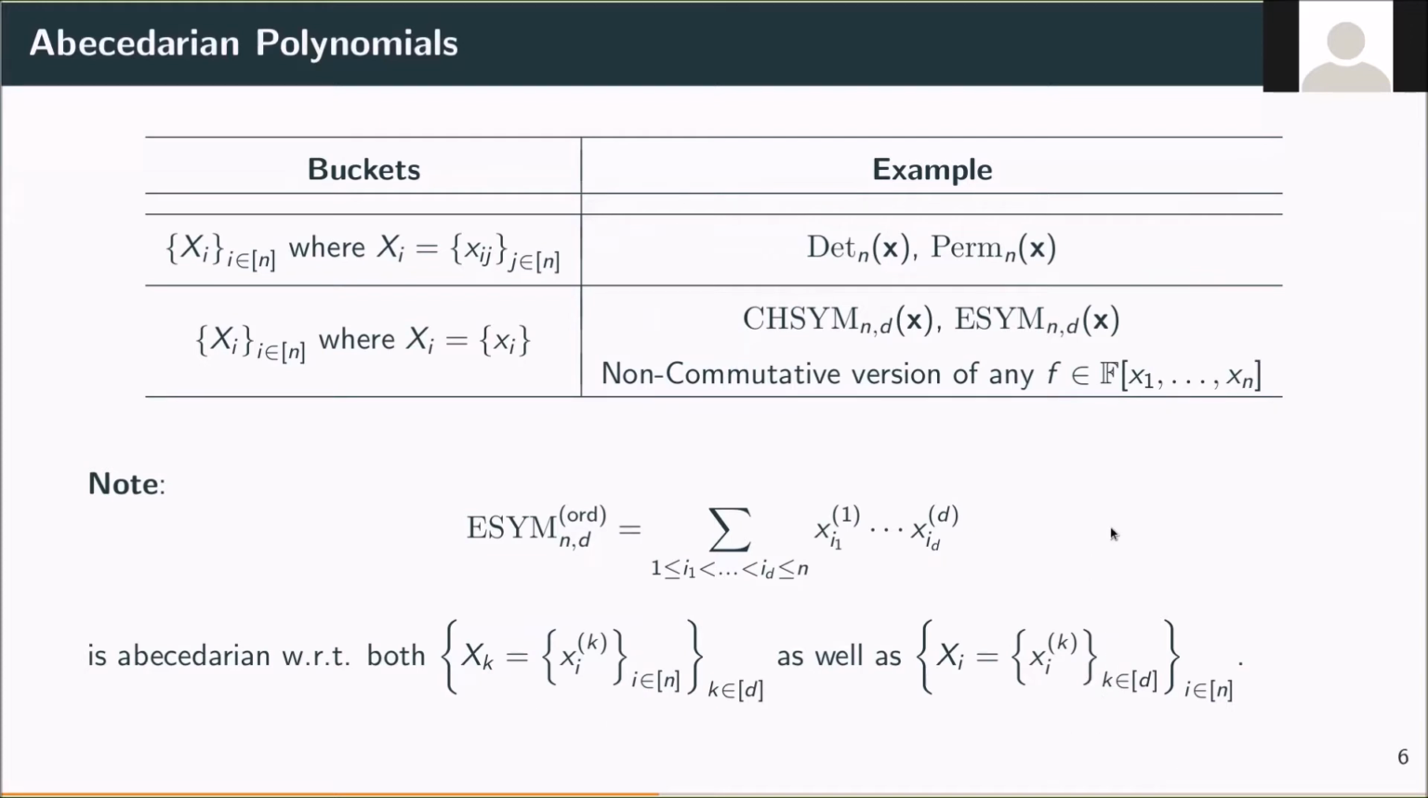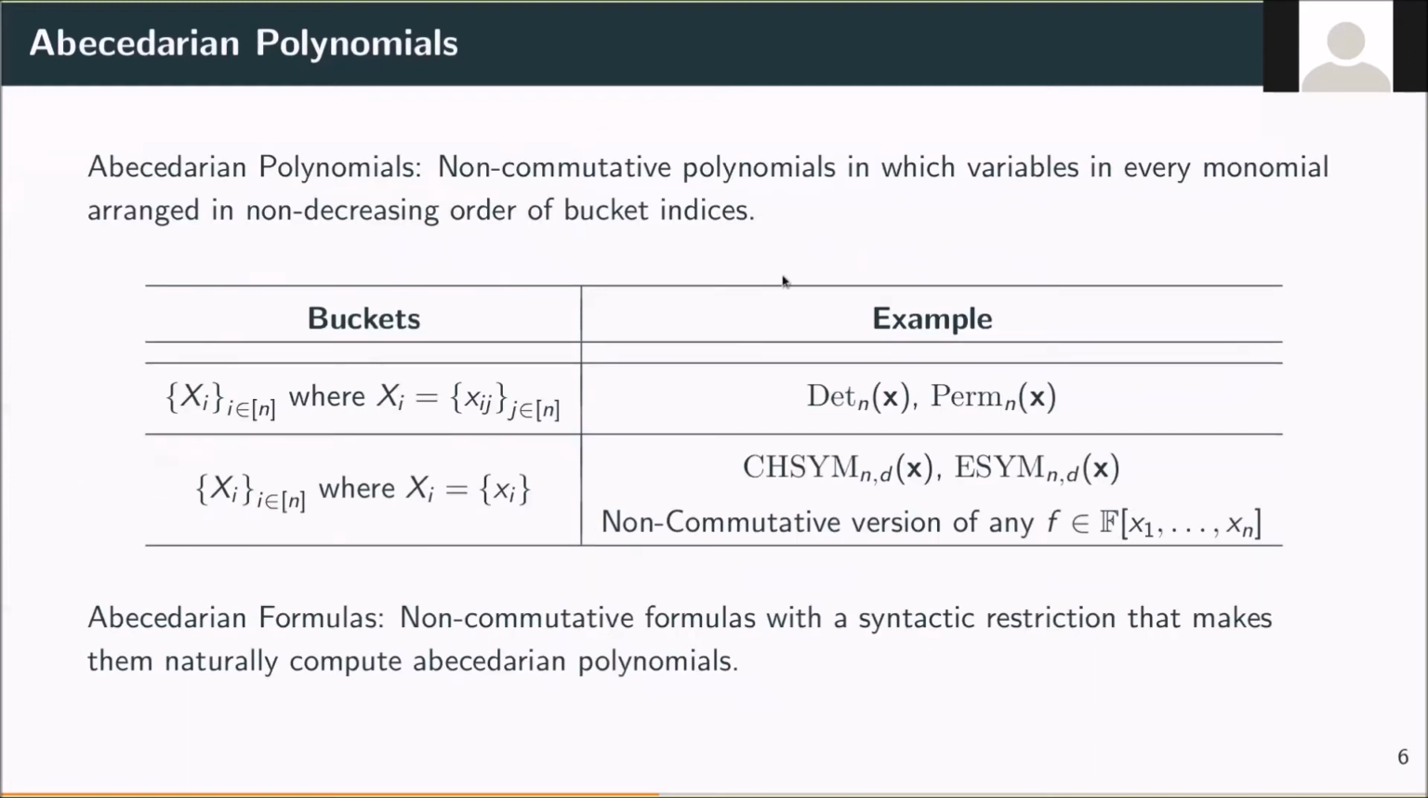Okay, so a quick recap of the definition. Abecedarian polynomials or ABCD polynomials are those in which variables can be partitioned such that in every monomial the variables are arranged in non-decreasing order of the bucket indices. And Abecedarian formulas or ABCD formulas are non-commutative formulas with some syntactic restriction that makes them naturally compute ABCD polynomials. The exact definition is slightly technical, and so I will not mention it here, because the exact definition is also not required to understand the proof idea.